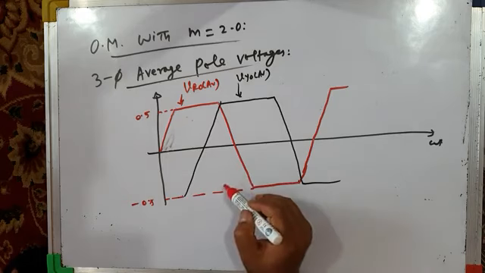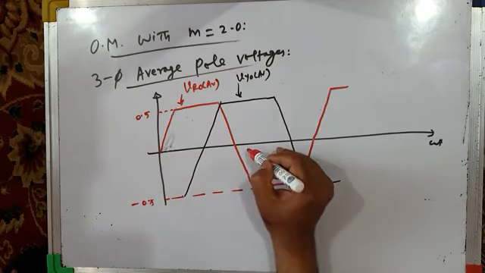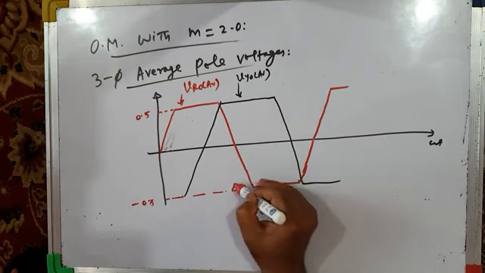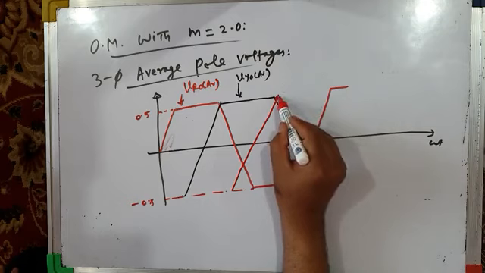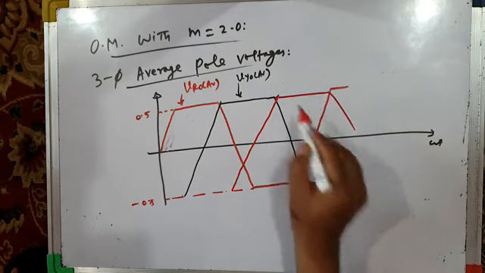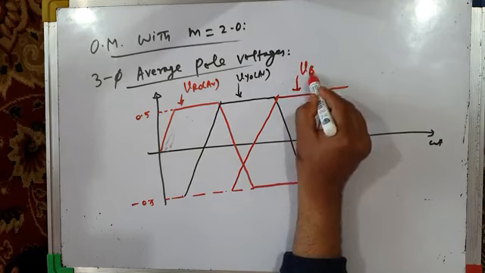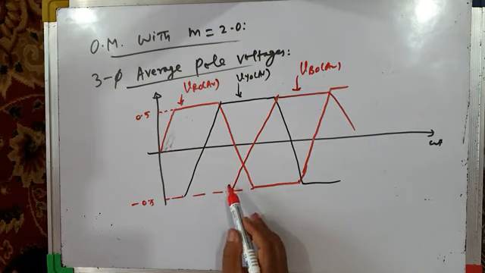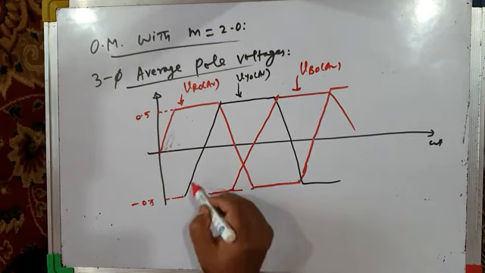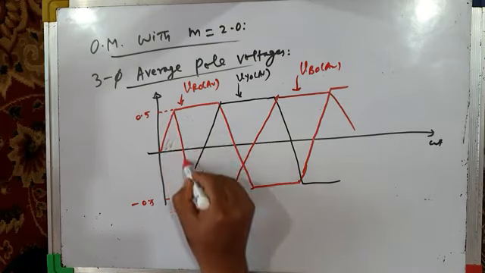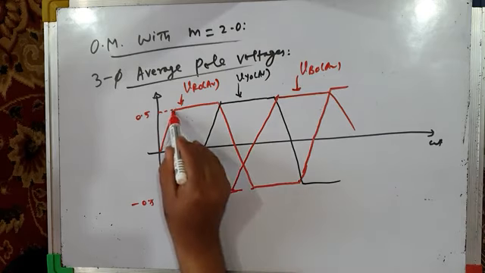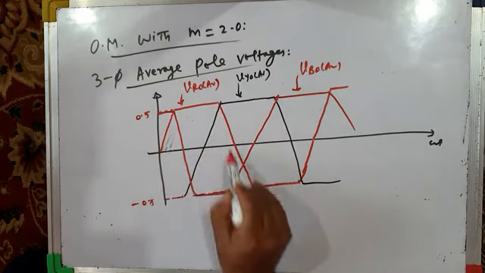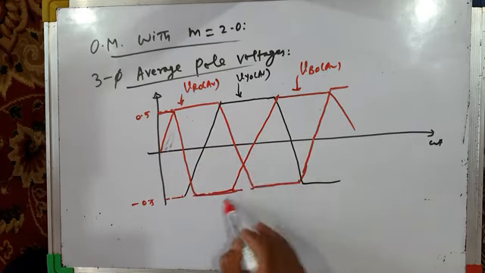VBO average will be something like this. This is VBO average, and similarly here it will go like this. This is VBO average. So we have three average pole voltages: VRO average, VYO average, and VBO average.